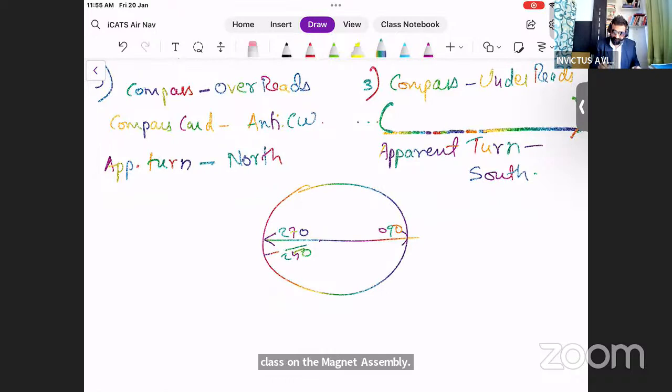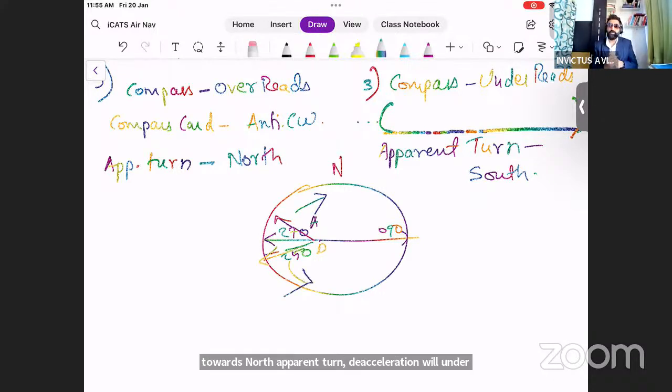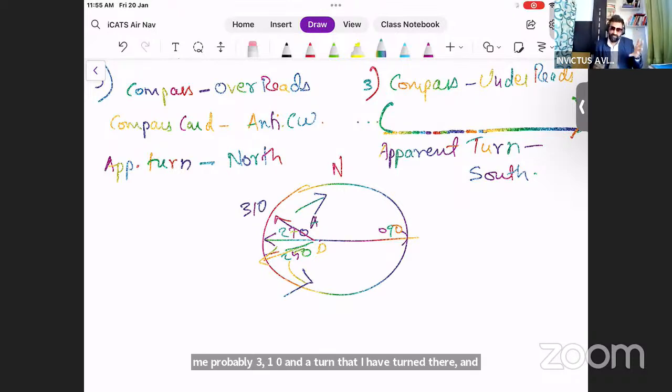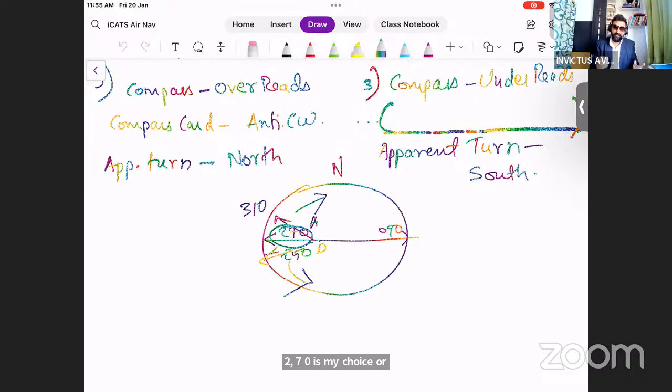So this will be: acceleration will overread towards north, apparent turn; deceleration will underread towards south, like this. Very simple. Even if I want to be on 270, acceleration error will show me probably 310 and a turn that I have turned there. And deceleration, if let's say 270 is my required heading, deceleration will underread and will show me 250 over here.